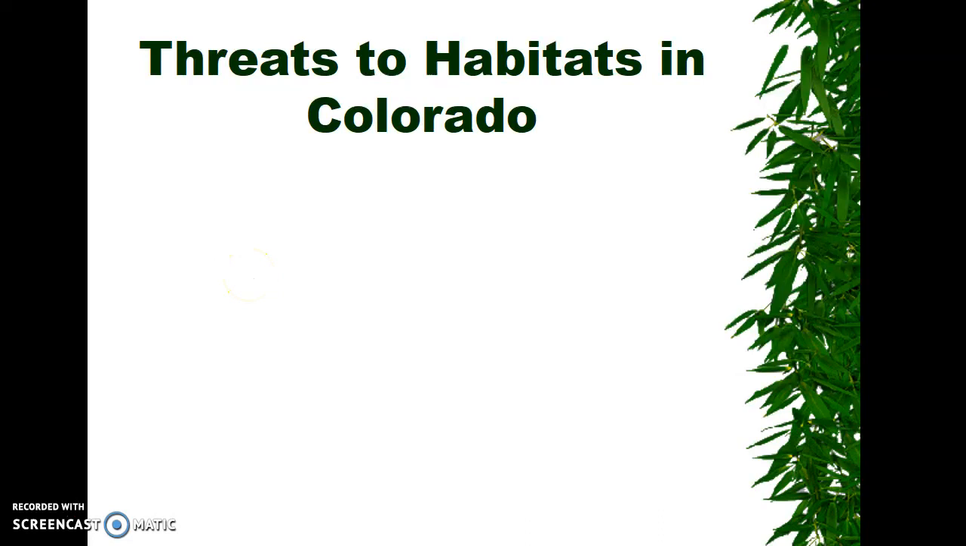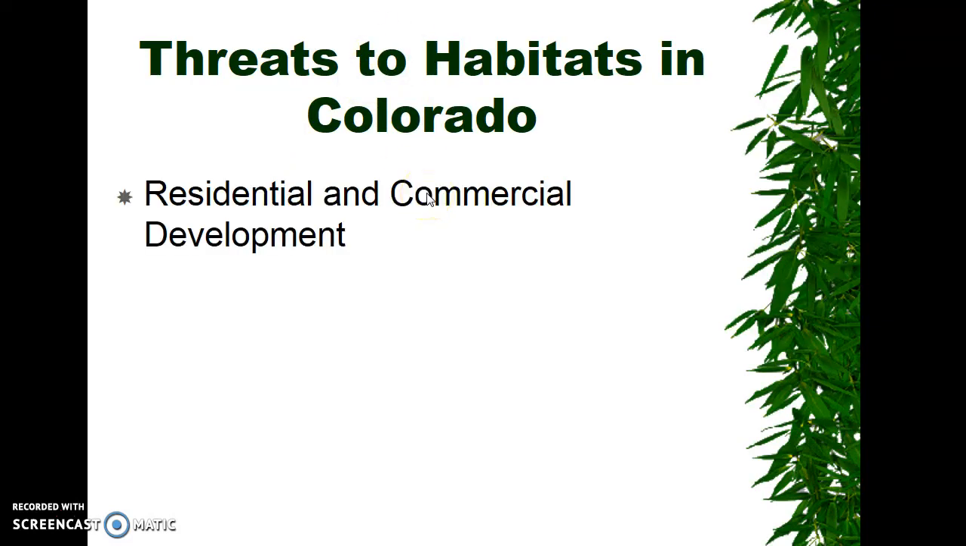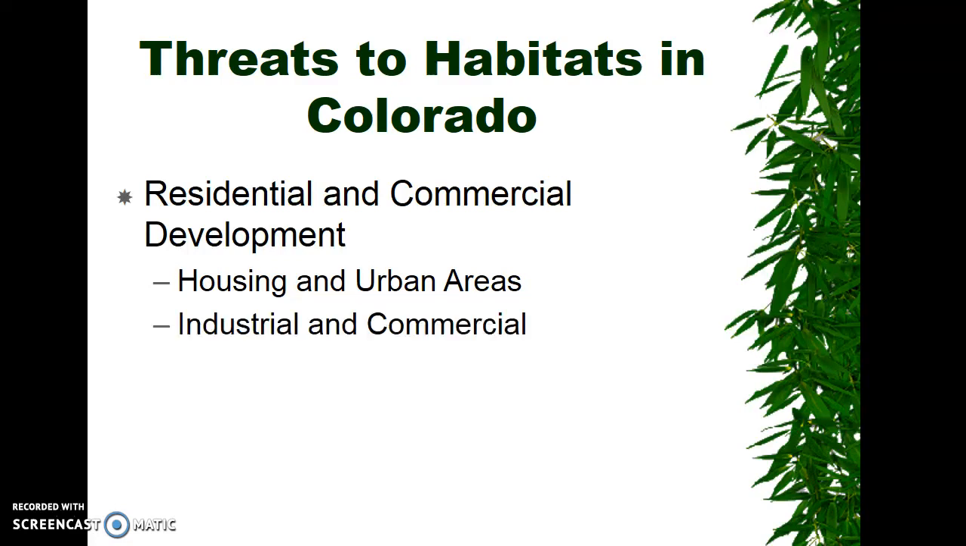See if you can compare your thoughts to what Colorado Parks and Wildlife has identified as threats. The first one you probably came up with is development, residential and commercial development. This can be things from like housing in urban areas, industrial and commercial. So that might be manufacturing plants or power plants, train yards, airports, all of that would go in there. Tourism and recreational areas. So that would be even things like ski areas, golf courses, county parks, campgrounds, stuff like that.